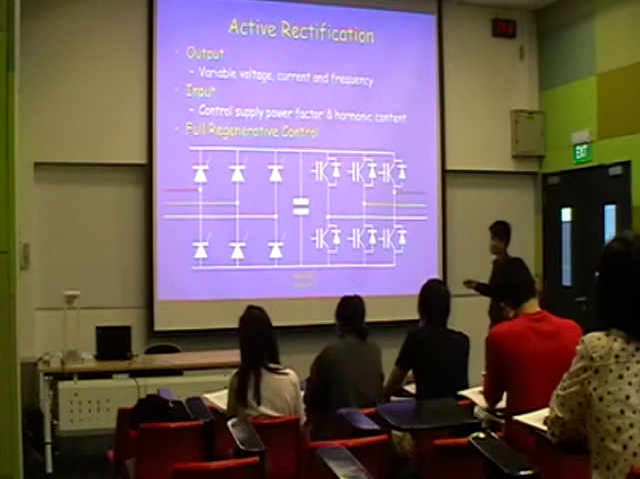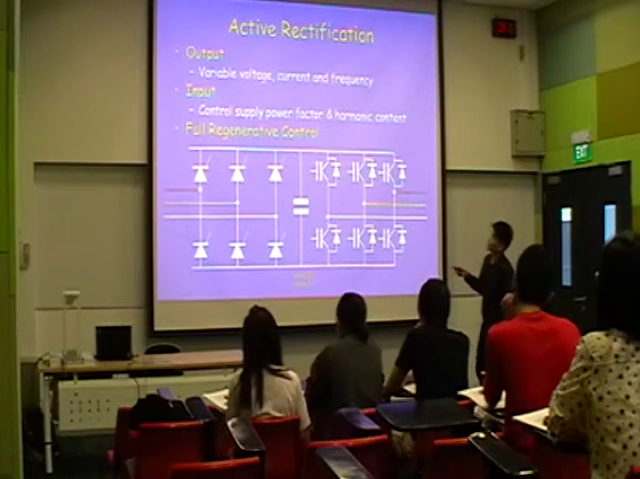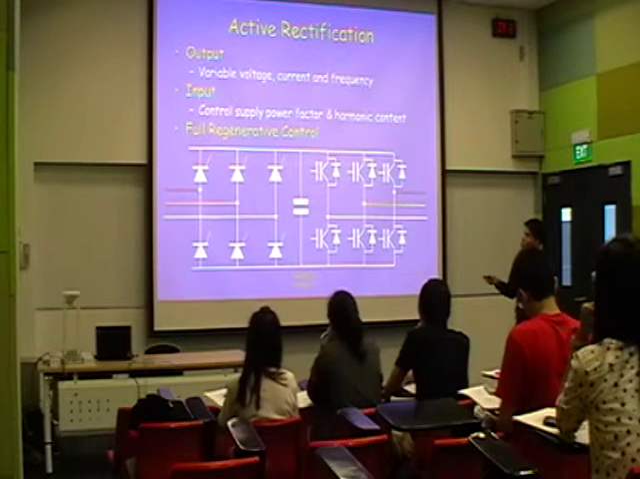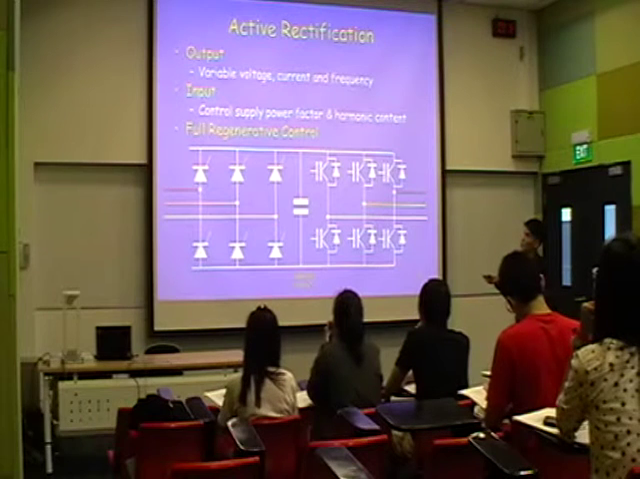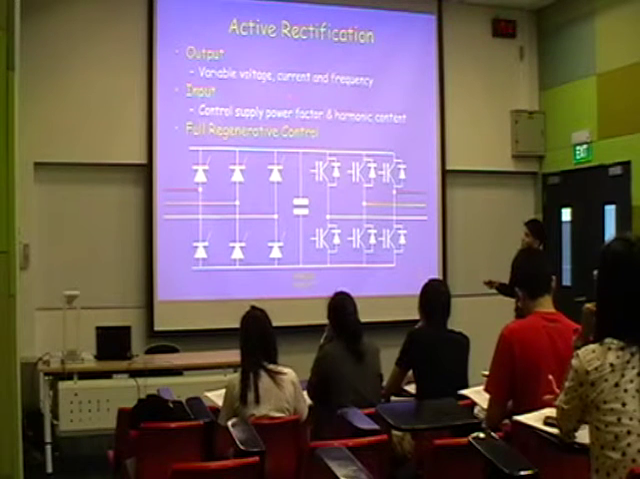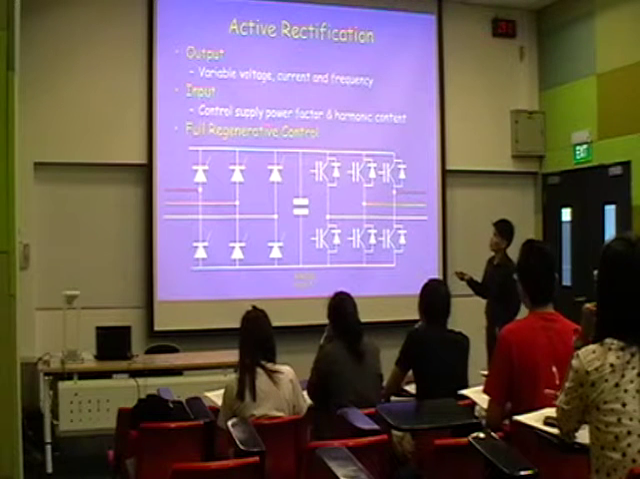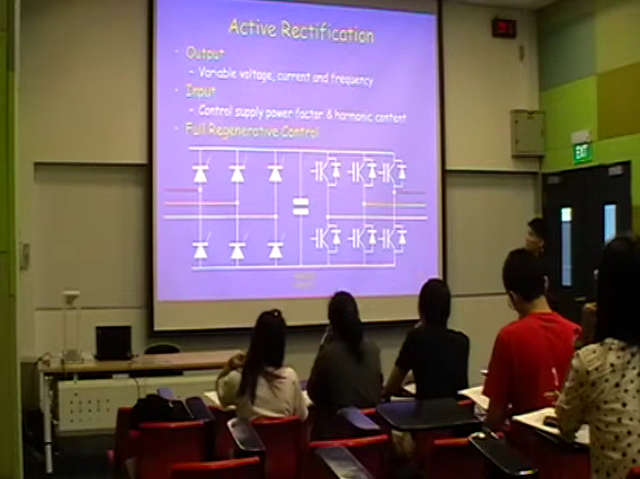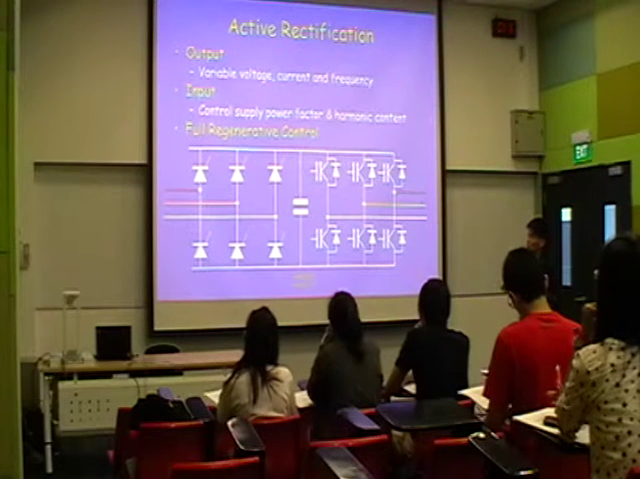So what I mean by this type of active rectification is that you can see the output has a variable voltage. You can change the voltage here, and at the same time, for the input, we know that it's always subject to the supply as well as the power factor and also some of the harmonics content, some noise and so on.